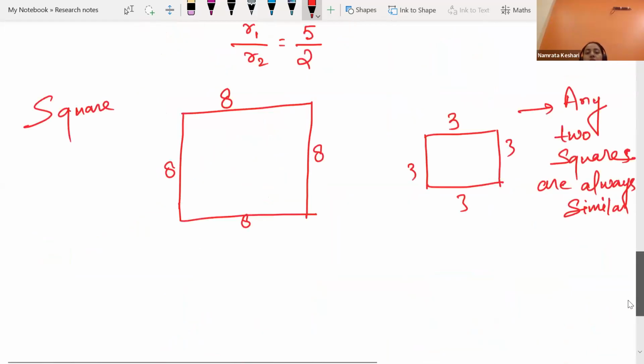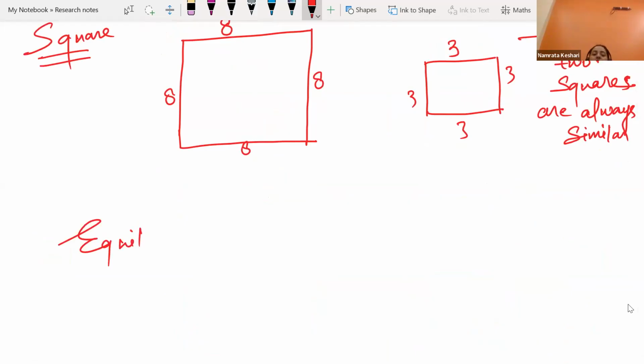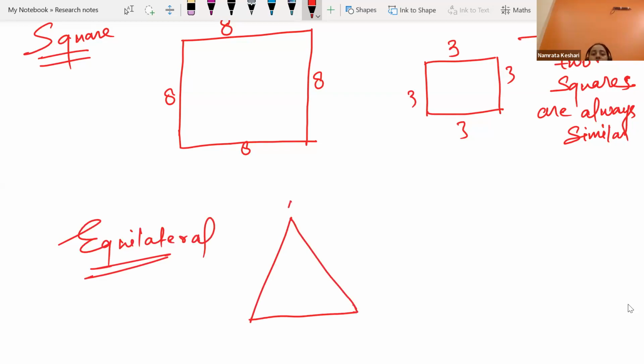Now, the next figure which will always be similar will be the equilateral triangle, because here also again the same thing. When you compare the ratio, automatically the ratio will be the same. Are you getting it? Because it's an equilateral triangle, all sides are the same only. Of course, the ratios will be the same.